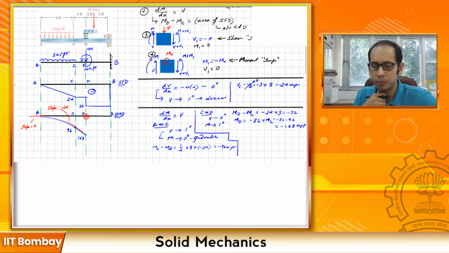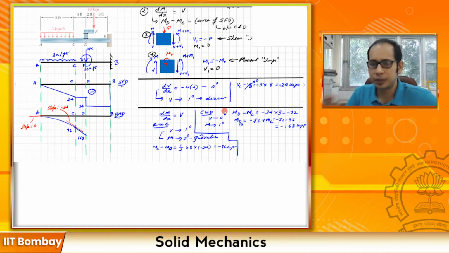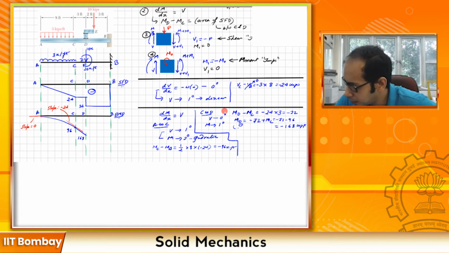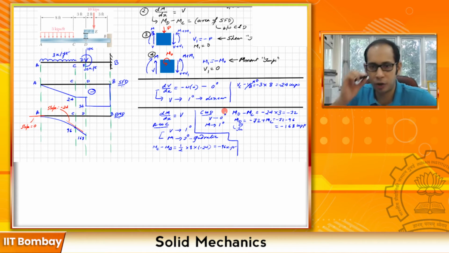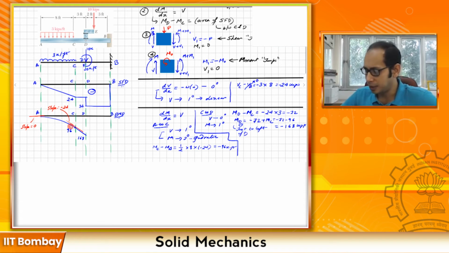So probably it's a better idea to write MD as MD minus. Why? Because this is just to the left of D, right? So let's mark it just to the left of D, when you have not made that concentrated moment, and just to the right of D, that is after you have made this concentrated moment.